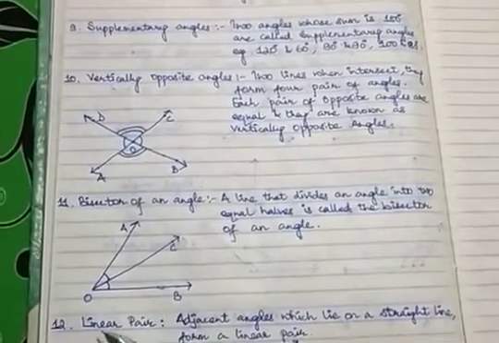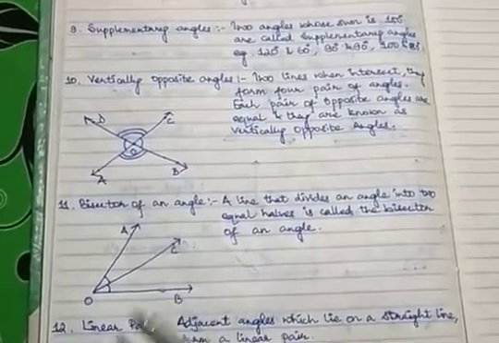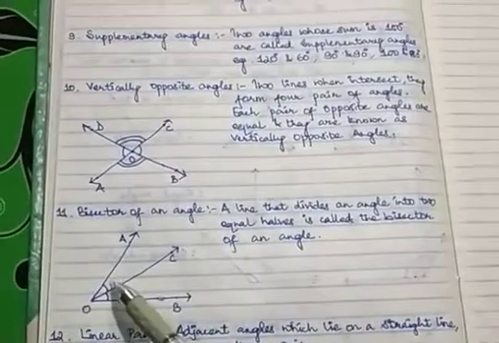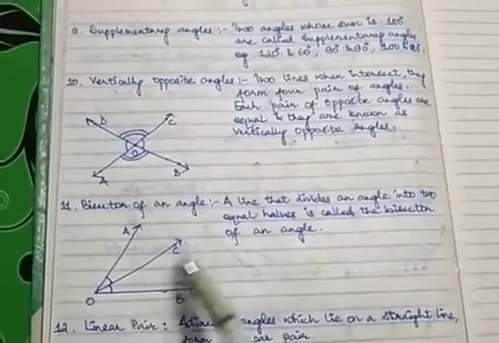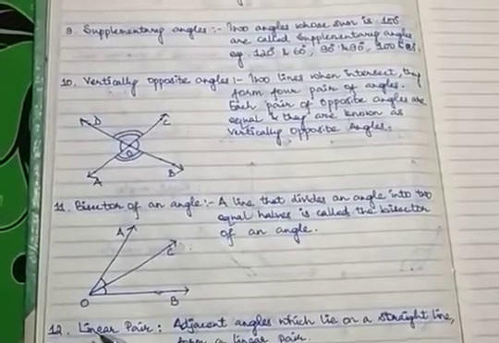You can simply say that suppose if angle AOB is 60 degree, then it has been divided into 30 degree and 30 degree by OC. So therefore OC is known as the bisector of the angle.